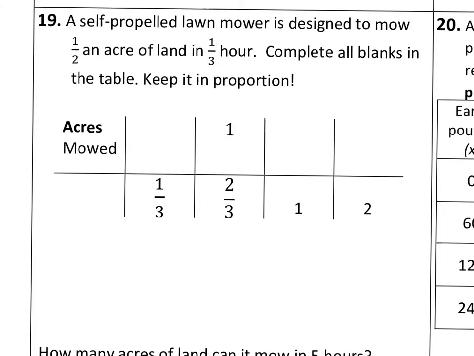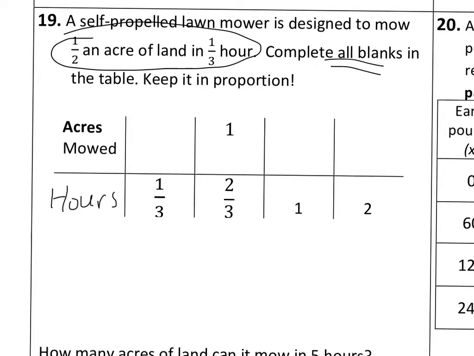Filling in this, a lot of students got this wrong. Okay, self-propelled lawnmower is designed to mow a half acre of land in a third of an hour. Complete all the blanks in the table. So many students did not put hours here. Please make sure you complete all the blanks. It gives you the first blank, half an acre in a third of an hour. All right. I also gave you this one right here.